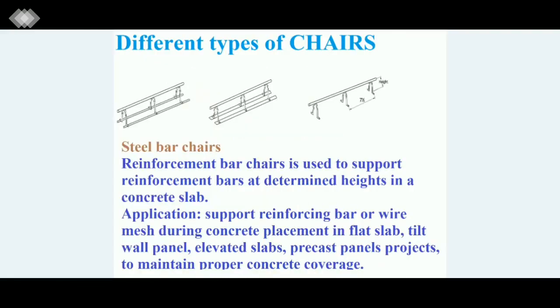So we use different types of steel bars. You can see different types of shapes we are using. Reinforcement bar chairs are used to support reinforcement bars at determined heights in a concrete slab. Applications: support reinforcing bar or wire mesh during concrete placement in flat slabs, elevated slabs, and precast panel projects to maintain proper concrete coverage.